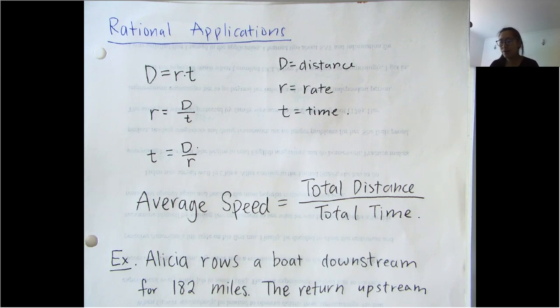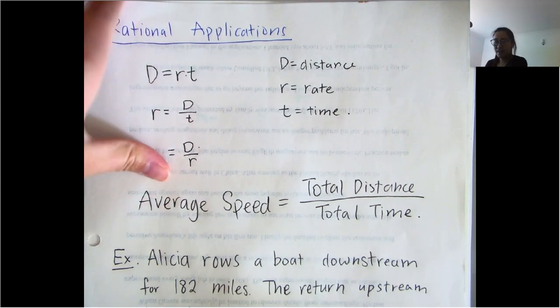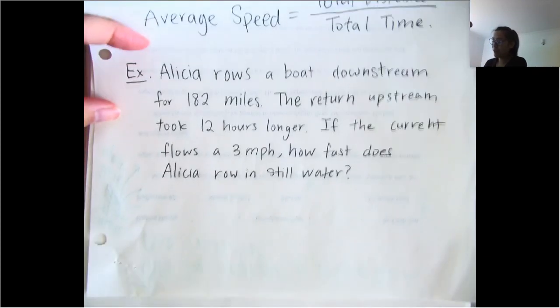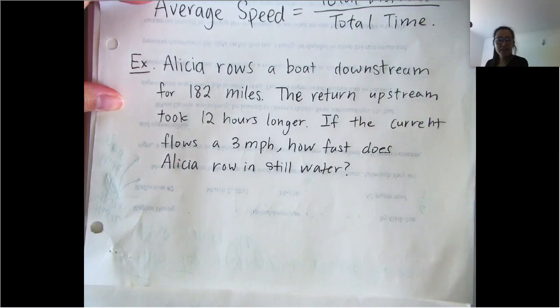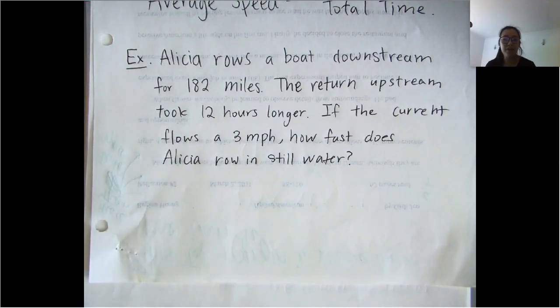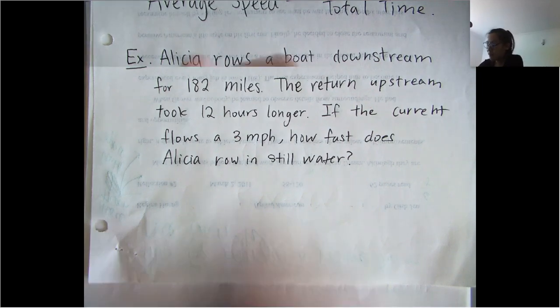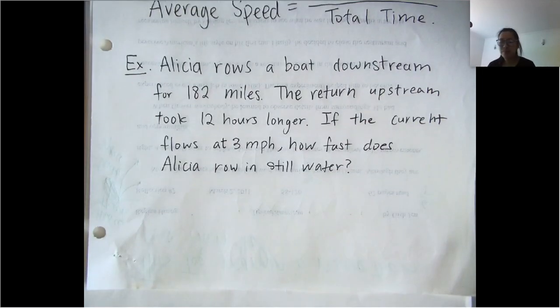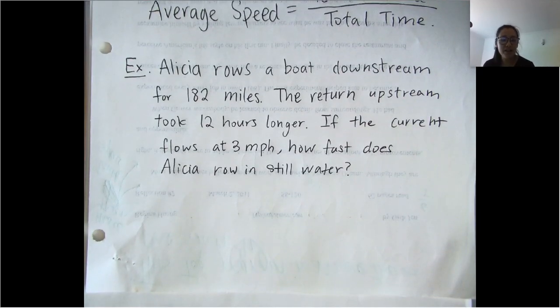Okay. So let's go ahead and do a problem. The problem says Alicia rows a boat downstream for 182 miles. The return upstream took 12 hours longer. If the current flows at 3 miles per hour, how fast does Alicia row in still water? So you'll see that there's a lot of information in this problem, but the important part is that there's this upstream and downstream.